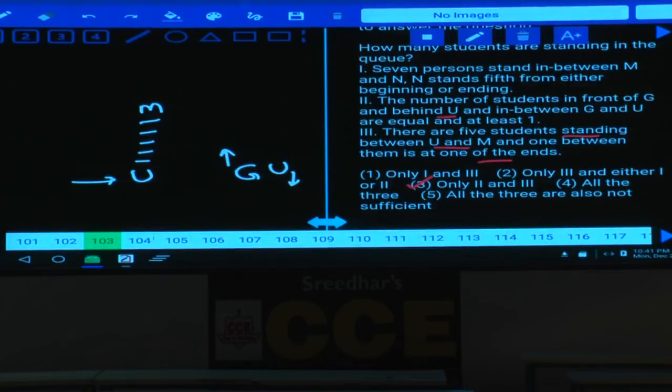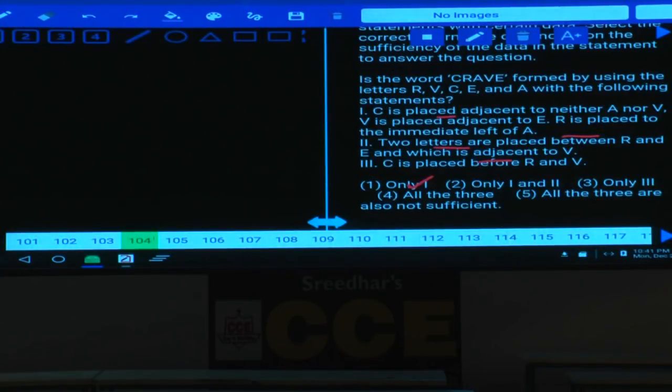As U cannot be at this end, the second case is completely ruled out. Done with this, this is about question number 103. Now question number 104, how many of you had done this one? 104. Now in this one, only 1 and 2. Yes, only 1, only 3 is there.